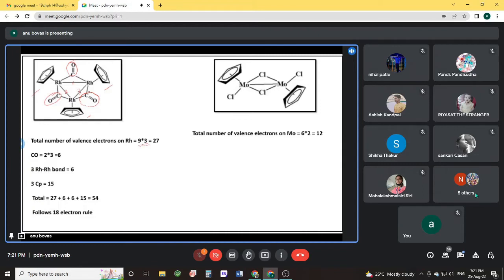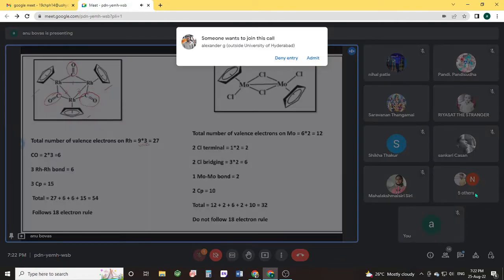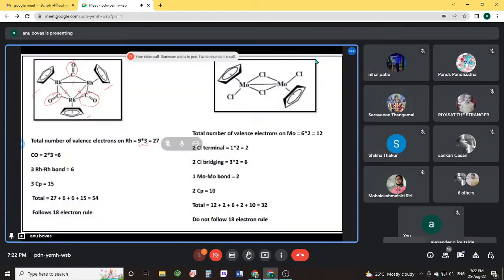Then we have two types of chlorine atoms attached in this complex, terminal as well as bridging. Two chlorine atoms here are bridging and two are terminal. So, the two terminal chlorine atoms each will give 1 electron and 1 into 2 will be 2. How many electrons will the bridging chlorine atoms give? It will give 3 each. So, 2 bridging chlorine atoms are there and it will totally give 6 electrons. And one metal-metal bond is there, that means 2 electrons, and 2 Cp will give 5 each, therefore 10. Therefore, the total number of electrons is 32 and thus this does not follow the 18 electron rule.